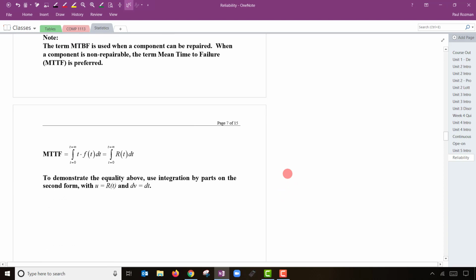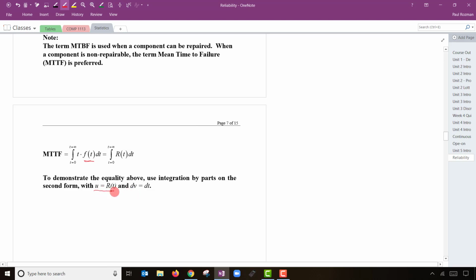This integral is often hard, integrating t times f of t. Oftentimes we have to do it numerically, just because the functions tend to be difficult. There's a neat identity that if you already know the reliability function, like if you can model the reliabilities, then this integral is easier to handle. And to show that this is true, you just do a little substitution.